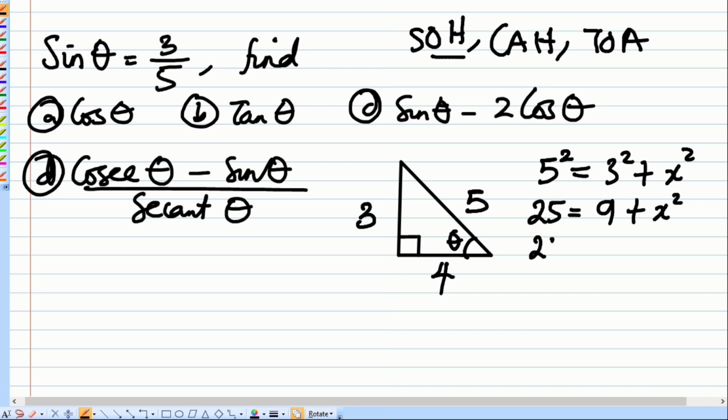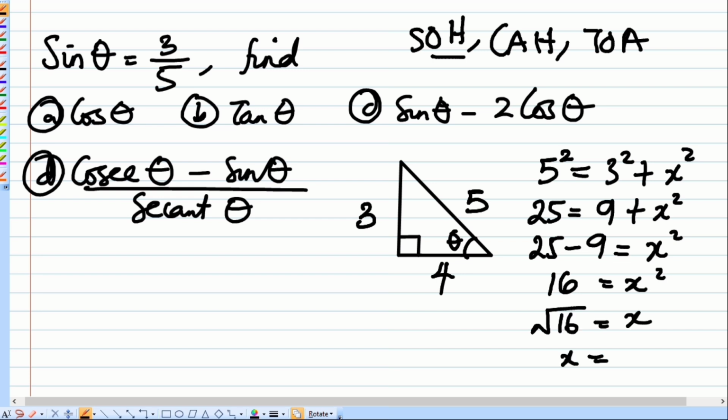So we're going to collect like terms. 25 minus 9, since it's crossing to the other side, will be equal to x squared. 25 minus 9 is 16. So 16 is equal to x squared. To remove this square, we just take the square root of both sides, which will be equal to x. So you see that x is 4. So that's how we have it. So we have completed the right angle triangle. So now let's solve the questions.